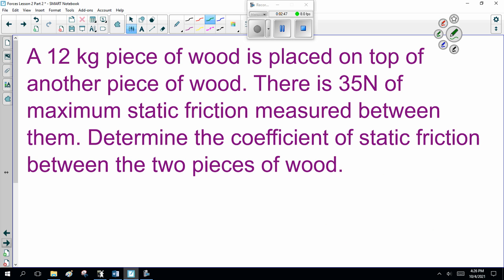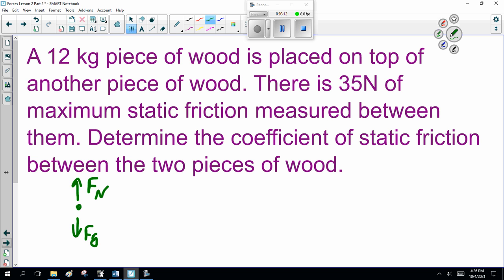So, a 12-kilogram piece of wood is placed on top of another piece of wood. There's 35 newtons of maximum static friction measured between them. Determine the coefficient of static friction between the two pieces of wood. All right? So here we go. Force gravity. Force normal.